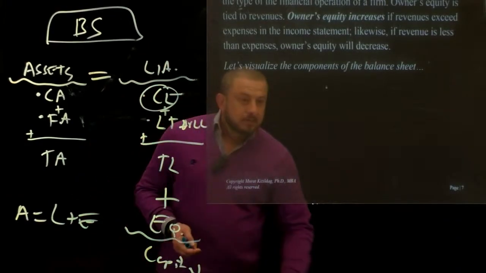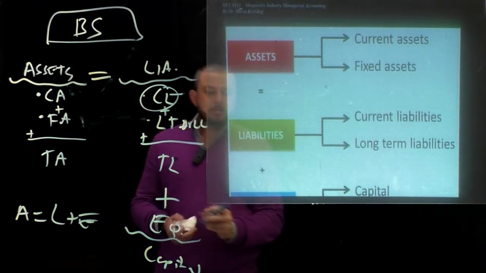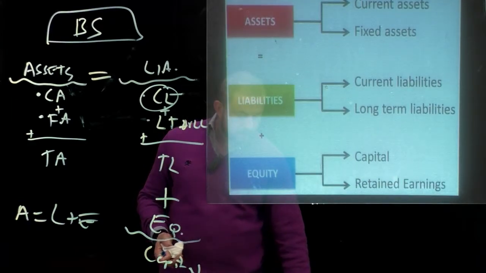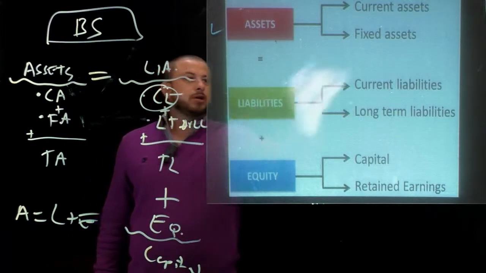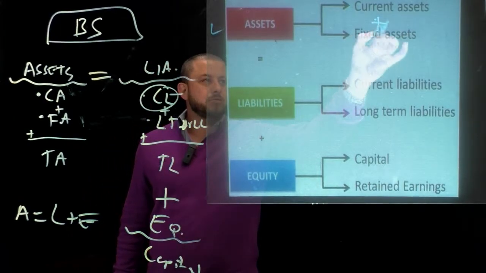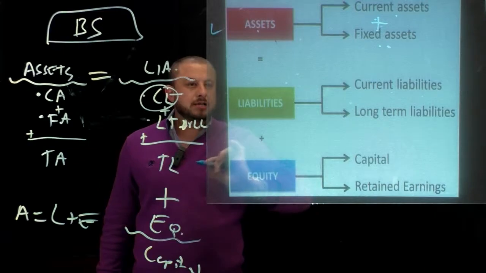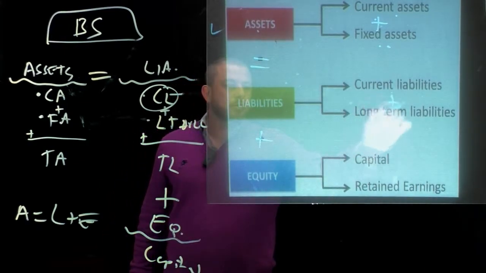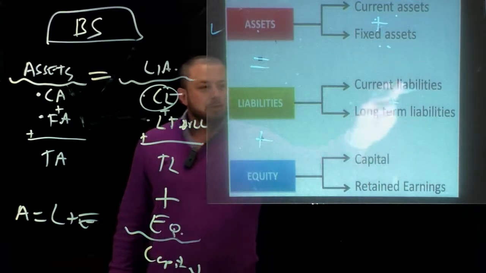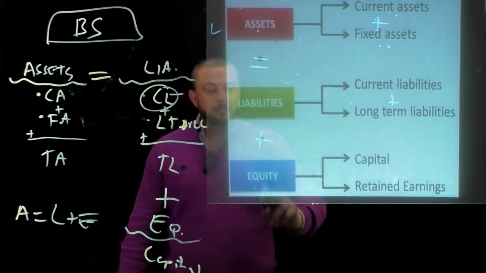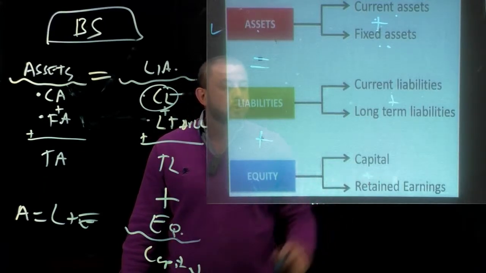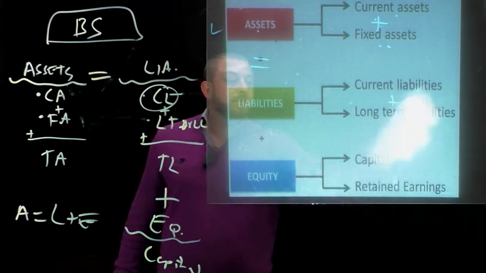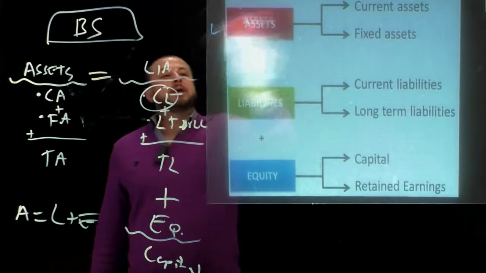Take a look at the balance sheet over here. This is the visualization of the balance sheet. Let me just scroll down so you can see it better. We have assets over here: current assets, fixed assets. The total of CA and FA is equal to total assets. That will be equal to liabilities. We have current liabilities plus long-term liabilities, of course total liabilities, and equity. There are two important items, the capital and the retained earnings. So this is a great representation of the balance sheet.